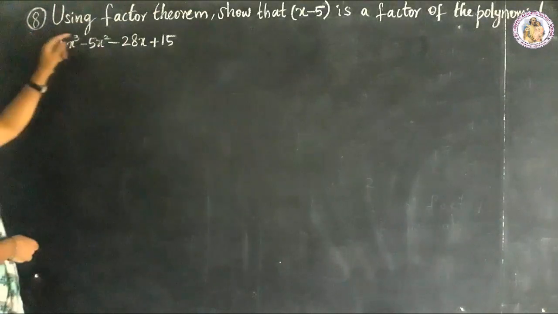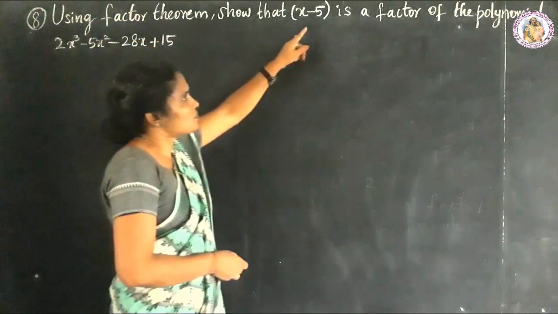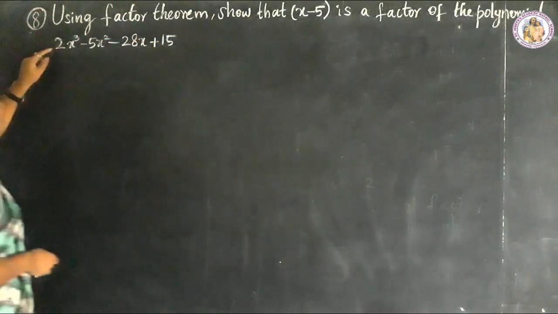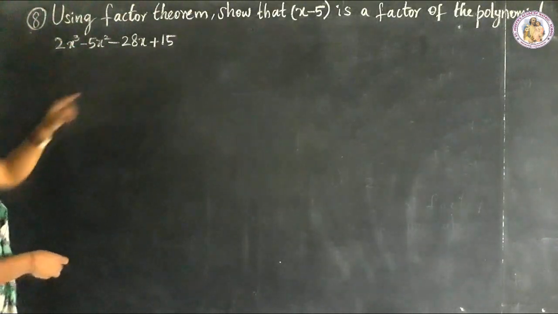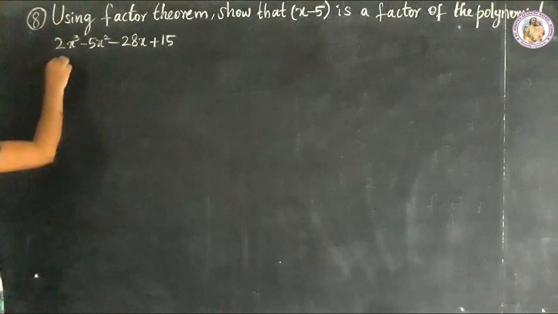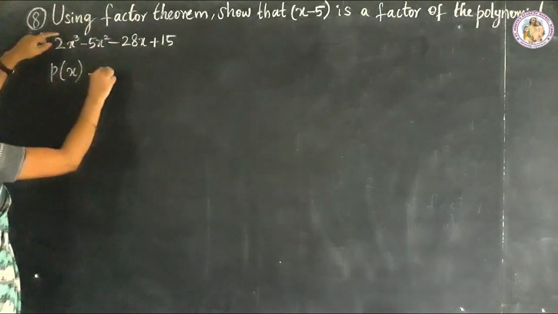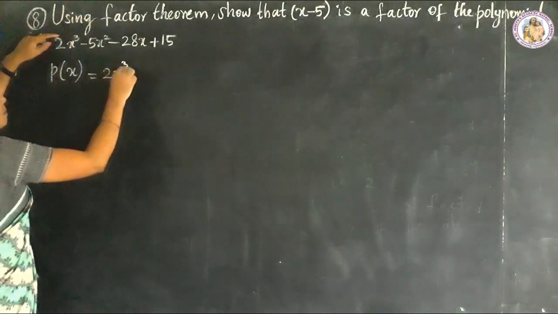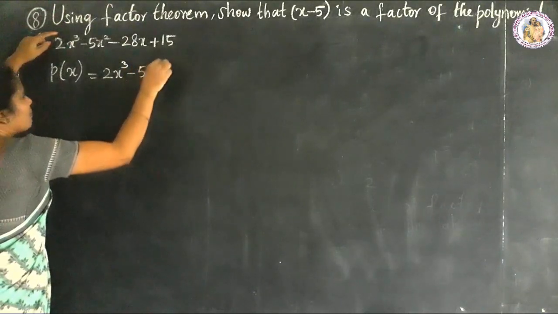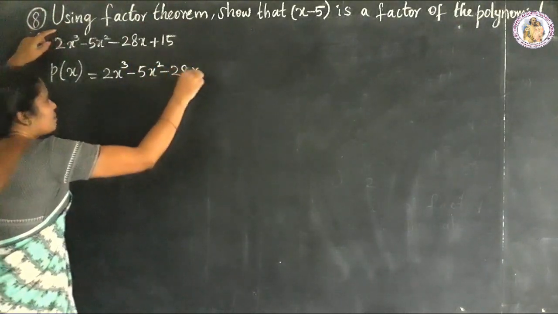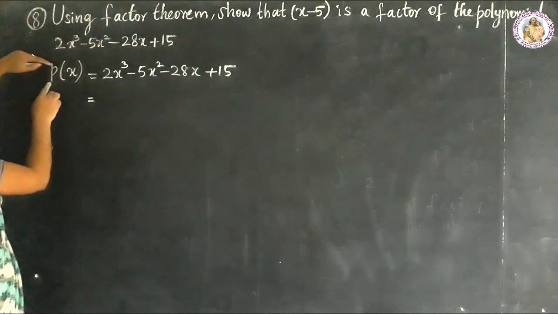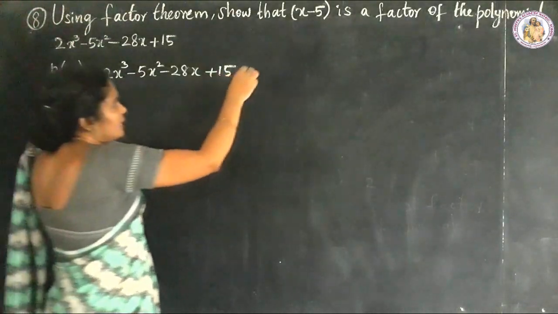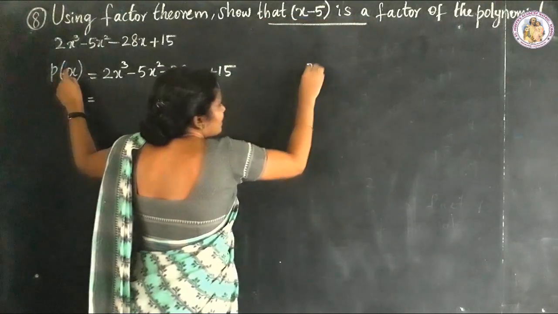Question number 8. Using factor theorem, show that x minus 5 is a factor of the polynomial 2x cube minus 5x square minus 28x plus 15. So now take the polynomial as P of x is equal to 2x cube minus 5x square minus 28x plus 15. Now P of x. It is given that x minus 5 is a factor.